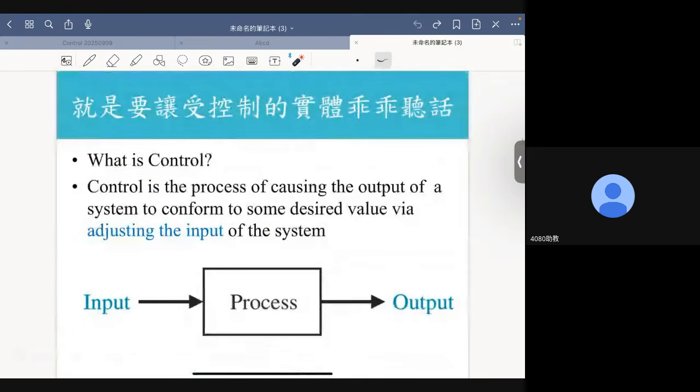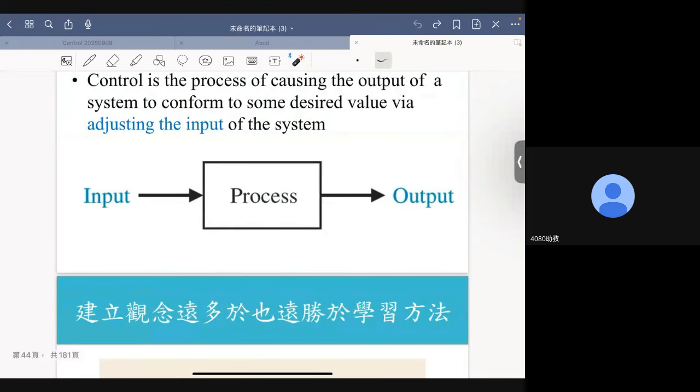All right. So what is control? Control is the process of causing the output of a system to conform to some desired value. So you have to set the output first. How do you do that? By adjusting the input of the system. Now, adjusting the input of the system is not easy, because to do that, you need to know the system, and you need to know what disturbances or uncertainties will be involved.